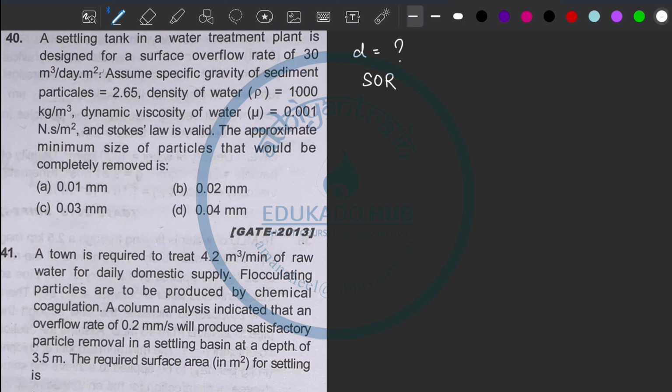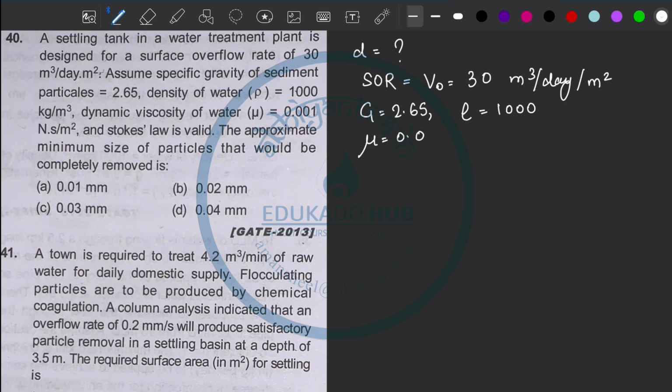Surface overflow rate, that means V naught is equal to 30 meter cube per day per meter square. Specific gravity 2.65. Density of water is 1000. Dynamic viscosity mu is equal to 0.001. All units are standard units, so I am not writing the units. The approximate minimum size of particles.